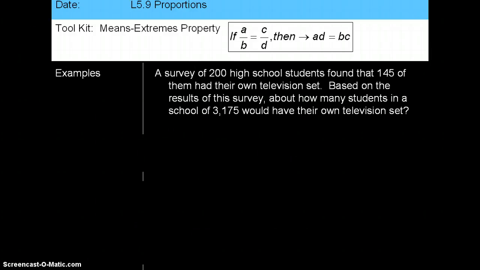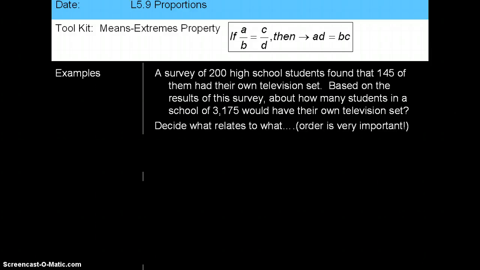Okay, for some reason we saw that example again. Let's take a look at this one. A survey of 200 high school students found that 145 of them had their own television set. Based on the results of the survey, how many students in a school of 3,175 have their own television set?